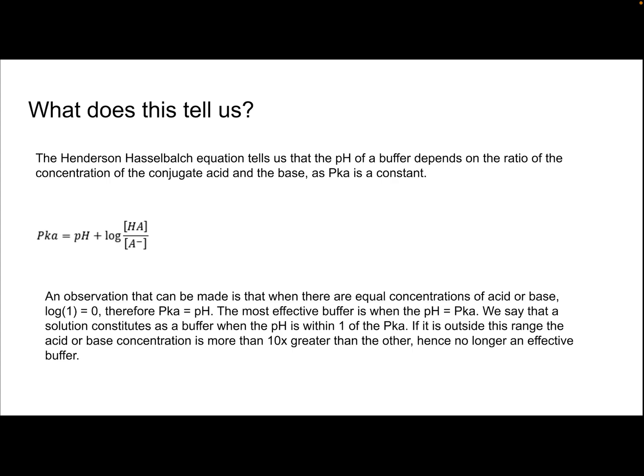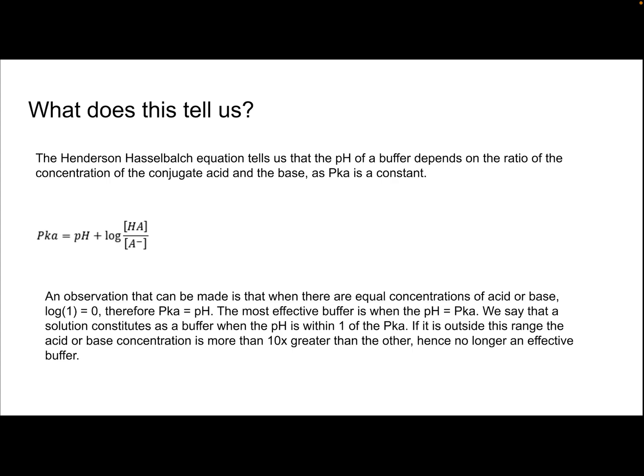An observation that can be made is when there's equal concentration of acid and base, that is when the concentration of HA equals the concentration of A-, that's going to give us log of 1, and we know that log of 1 is 0, so pKa is equal to pH plus 0, which is the same as pKa equals pH. So the most effective buffer, when there's equal amounts of acid and base, is going to occur when the pH is equal to the pKa value.